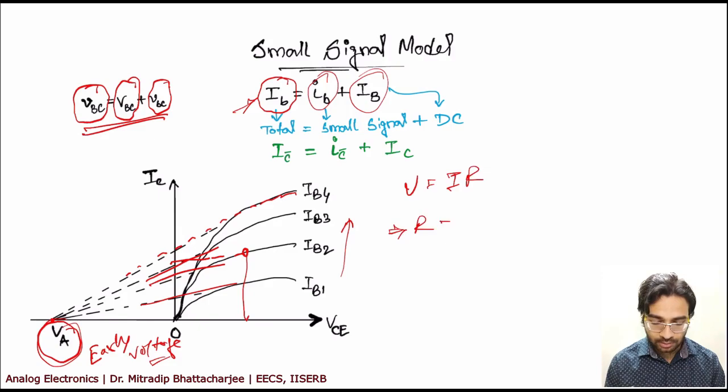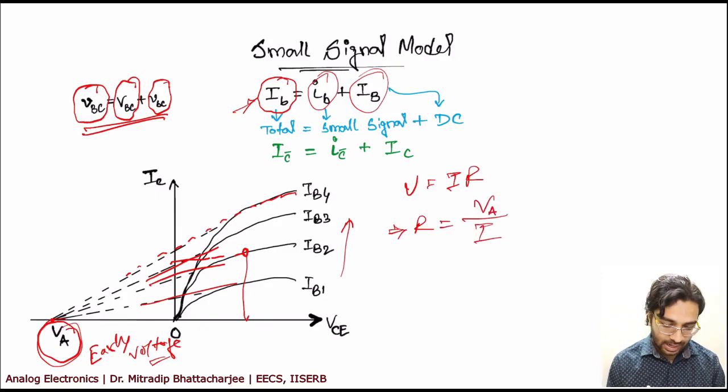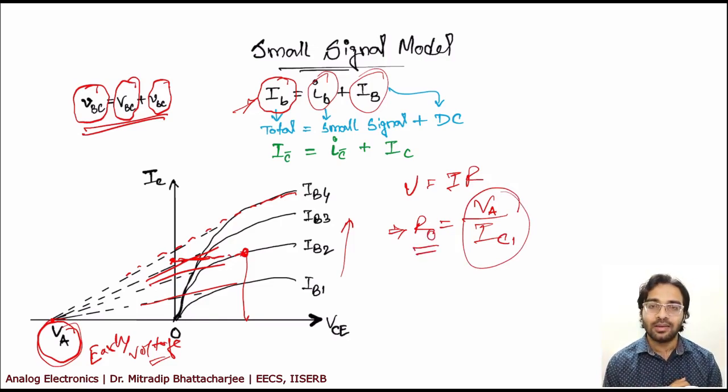So R will be V by I. Here V is VA and I is whatever value you are getting from this bias point, maybe take it as IC1. Then this will give you the output resistance, because this is the output characteristics. So from this you will get the value of output resistance of your device.